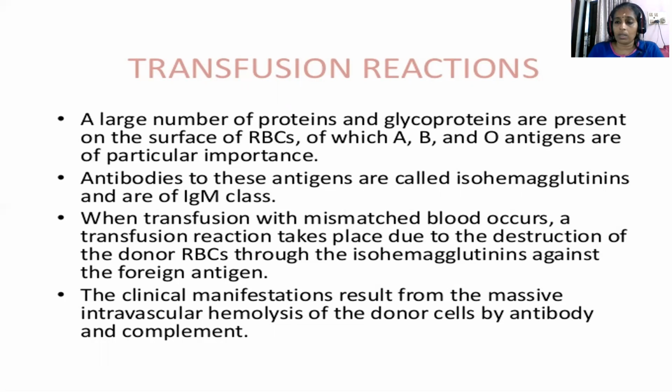So when a mismatched transfusion occurs, a transfusion reaction takes place due to destruction of donor RBCs through isoagglutinin against the foreign antigen. As I said, the donor RBC is getting hemagglutinated against the foreign antigen. The clinical manifestation is the hemolysis of the donor cell by antibody. The donor cell is getting hemolyzed. So a wrong transfusion results in the hemolysis of the donor cells.